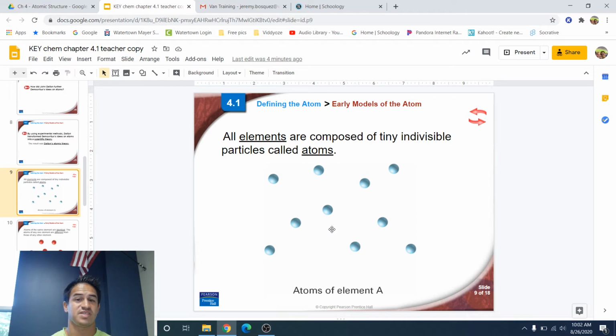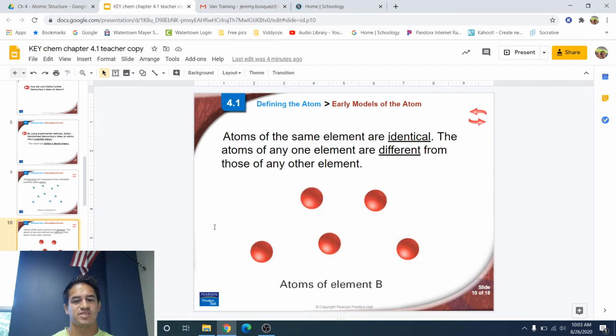Now, there was certainly a part of this that was incorrect, and that is that atoms are indivisible. Atoms are divisible, meaning you can divide them into smaller pieces. At the time, they didn't know that, because they didn't know that protons, electrons and neutrons exist. But either way, this first part of his atomic theory still stands true today: all elements are composed of tiny particles called atoms. They are divisible, but that's beside the point.